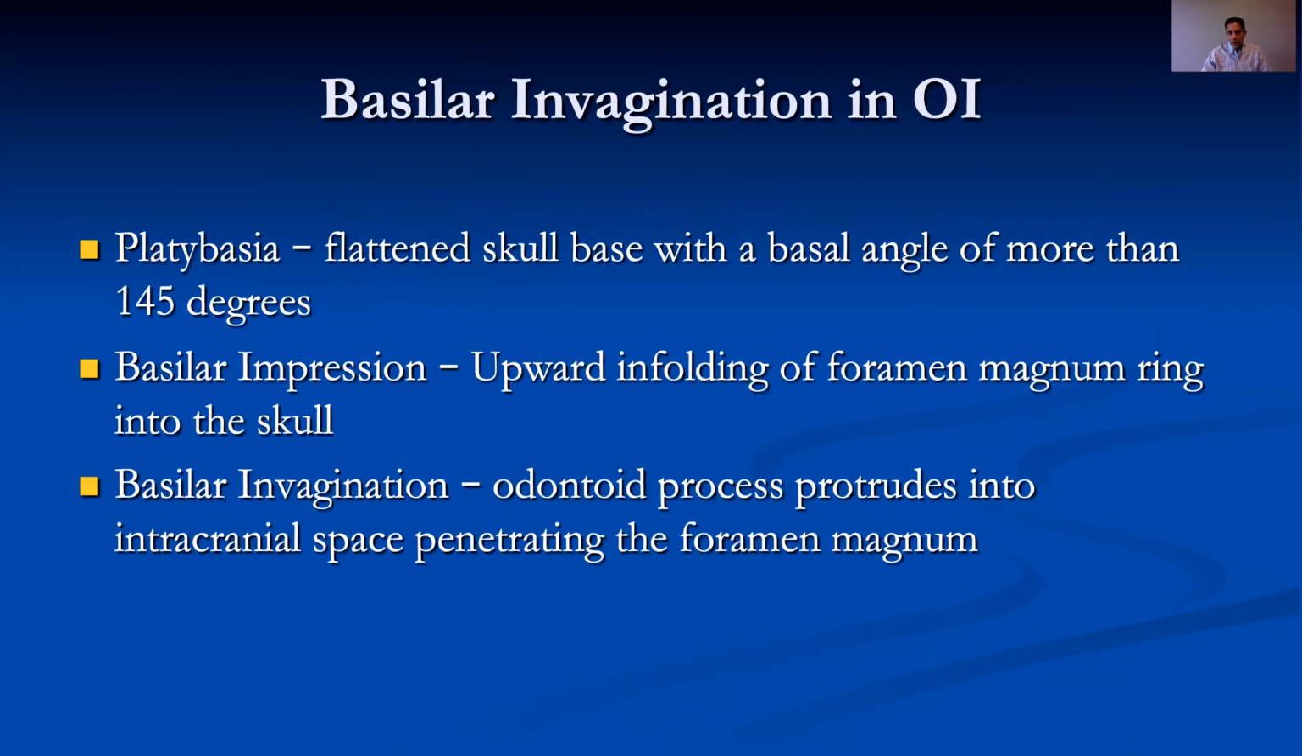Now, I know Jana is going to go over some of the criteria and the definitions for BI, but briefly, platybasia is a flattened skull base with a basal angle of more than 145 degrees. Basilar impression means there's upward infolding of the foramen magnum ring into the skull, which makes it look like a mushroom. And basilar invagination, the most severe form of these three entities, means the odontoid process is protruding into the intracranial space, into the brain, penetrating the foramen magnum, which is the small circle where your spinal cord and brainstem will exit from the brain.